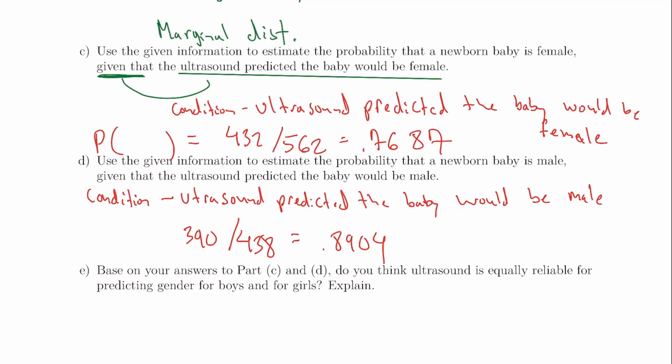So for this one, we're going to go to part E. It says, based on your answer to part C and D, do you think the ultrasound is equally reliable for predicting gender for boys and for girls? Explain. So do you think they both do a good job at predicting the gender of the baby, or does it predict the gender of the baby a little bit better for one gender versus the other gender?